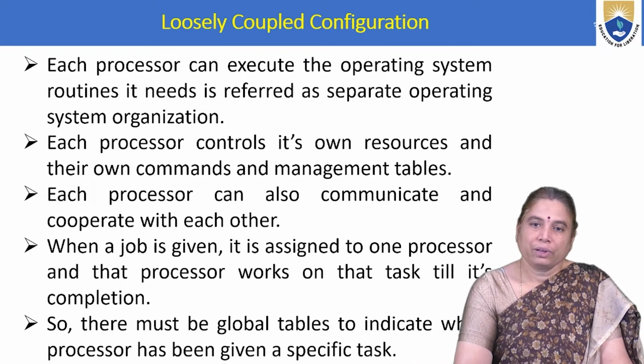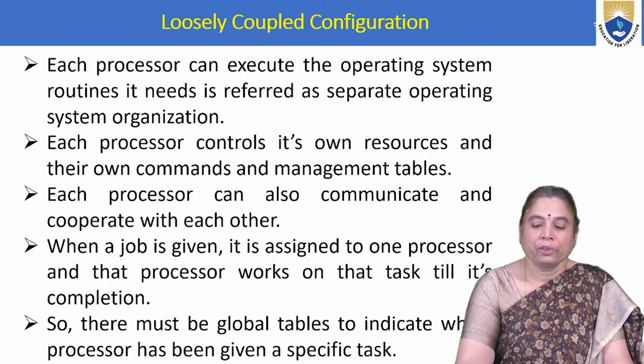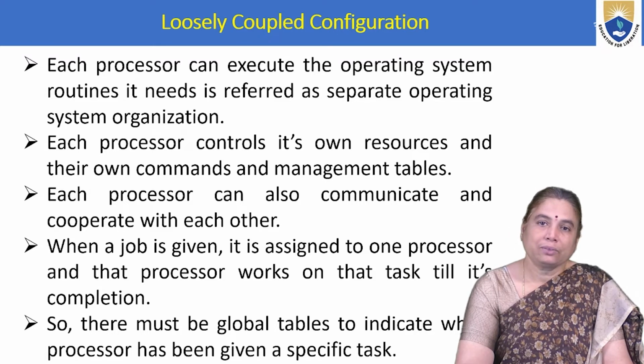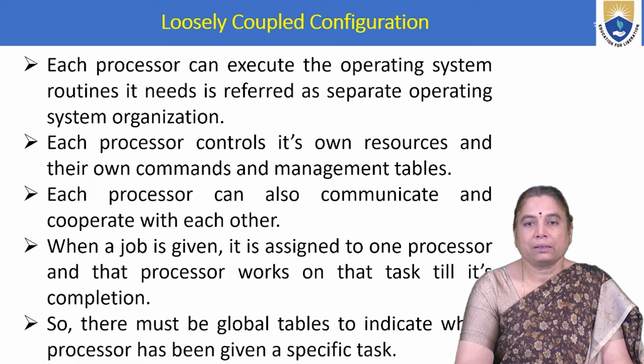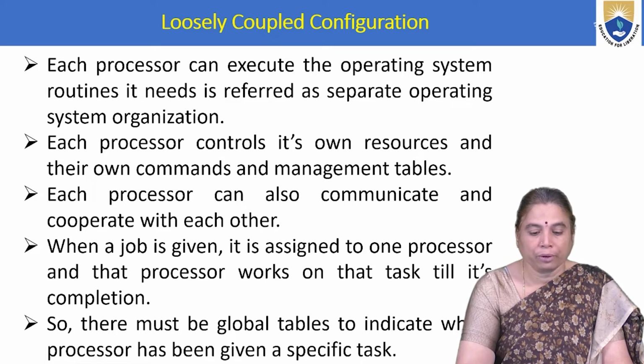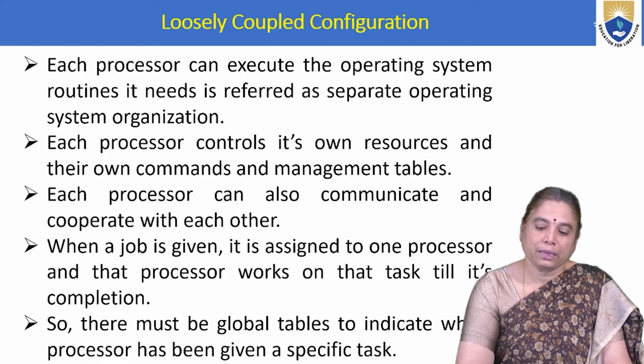The second configuration is the loosely coupled configuration. In this, each processor can independently execute operating system routines, and it is referred to as a separate operating system organization. Each processor controls its own resources, and it can have its own command management tables. Each processor can also communicate and cooperate with the others.